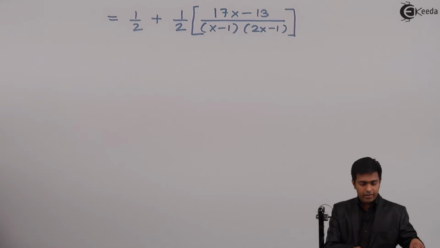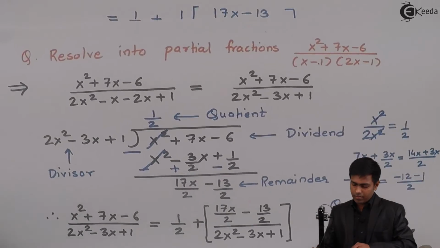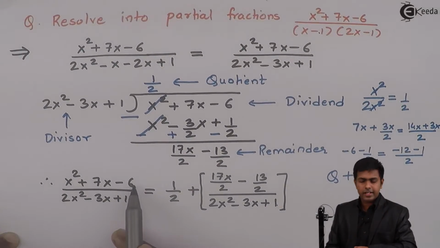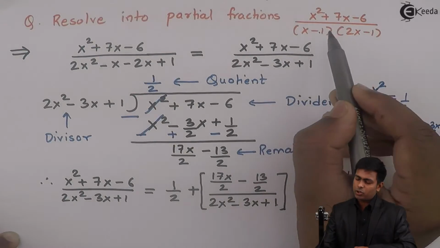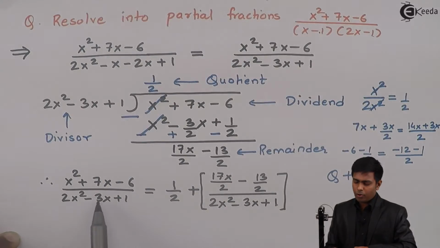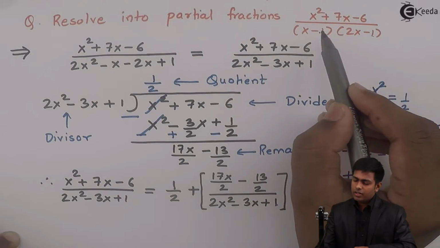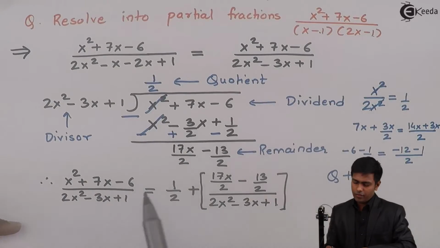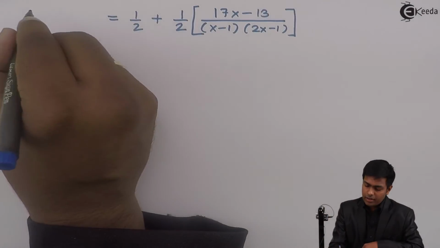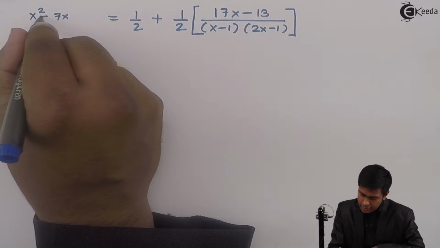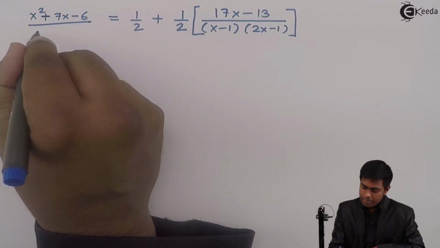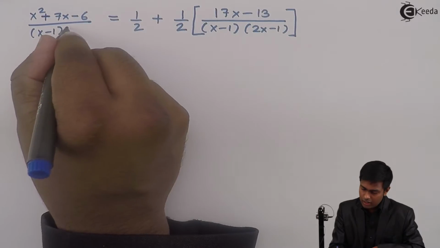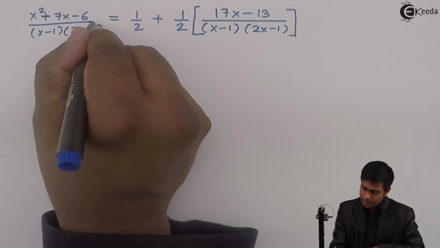On the left hand side we have the term x square plus 7x minus 6, and in the denominator instead of 2x square minus 3x plus 1 we will write down the two brackets because this polynomial is a multiplication of these two factors. So we will get x square plus 7x minus 6 upon x minus 1 and 2x minus 1.